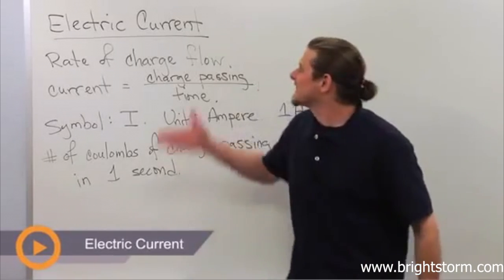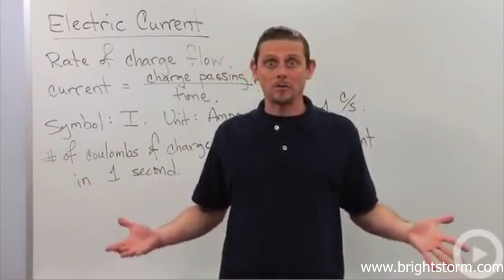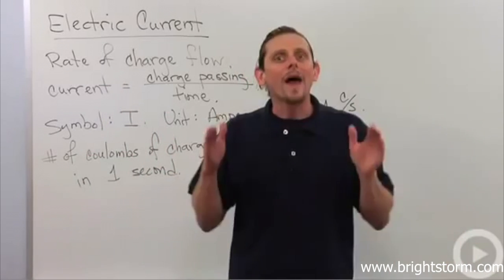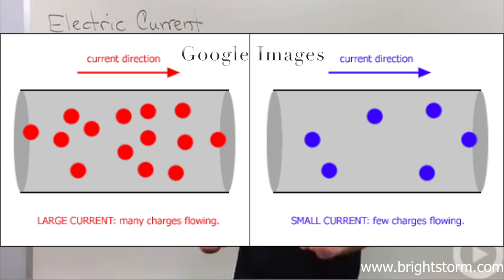So what is electric current? Electric current is the rate of charge flow. Electric current is something that happens when I have charge moving through a conductor or whatever. Whenever I've got charge moving, I've got an electric current.